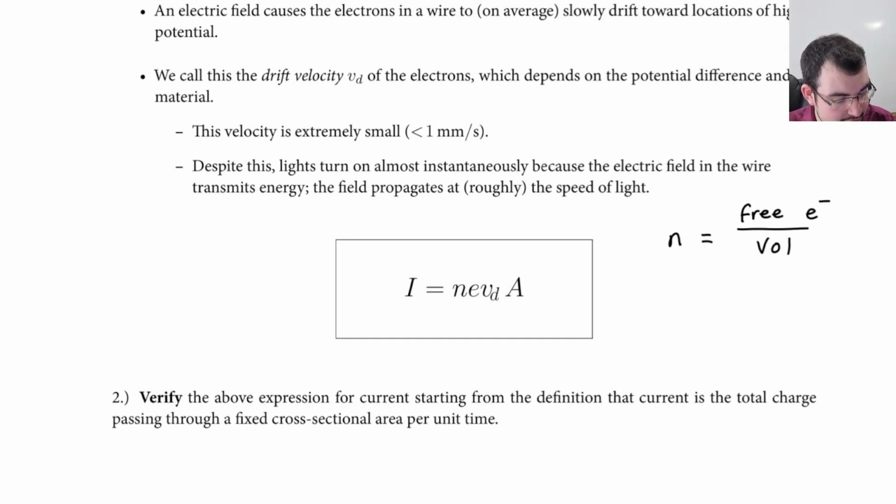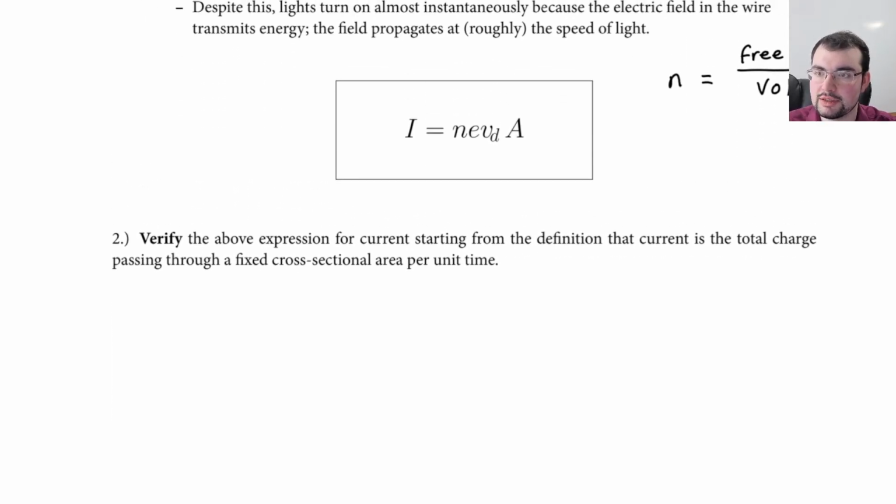e is, of course, the electron charge. v drift is how fast they're drifting, and the area. So it makes sense that the more charges you can pack in, and the faster they move, and the larger the area, the more charge you can pump per second. So we'll verify this, but realize this is a bit beyond the scope of the curriculum. This isn't even given to you on the formula sheet.